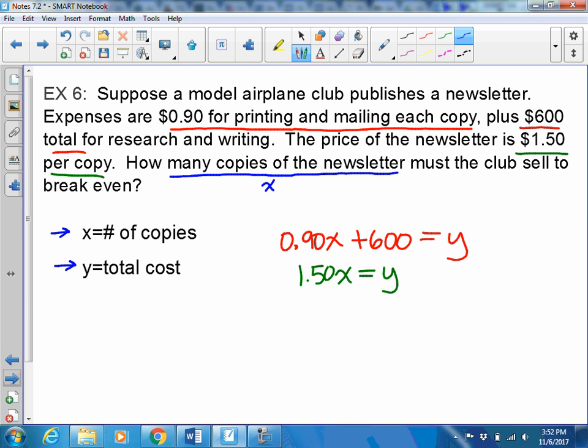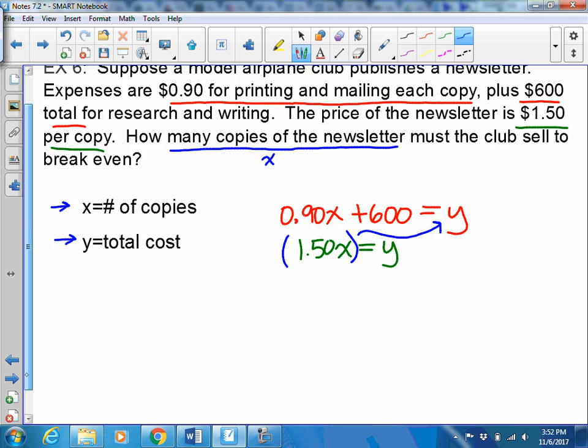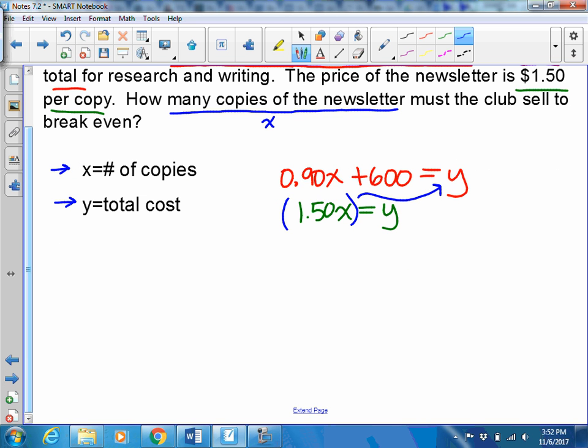So I'm going to be able to take this and substitute. So I've got 1.5x equaling y. So I'm going to take that and plug it in for y in the first equation. So I'm going to have 0.90x plus 600 equals, and then I'm going to plug in the 1.5x. And now I'm ready to solve.